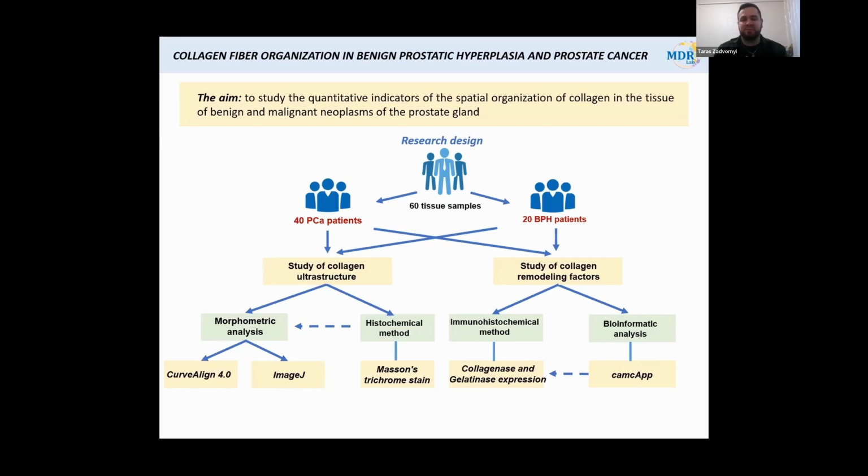And the second big block was studying MMP gene expression level and protein. We used histochemical methods, and studied collagenase A and B, and collagenase first, second, third type, and gelatinase A and B type. And we used bioinformatic open data sources like the Cambridge carcinoma of the prostate app with the Cambridge dataset to study the expression level of MMP genes in prostate cancer tumors.